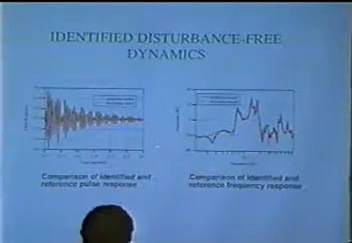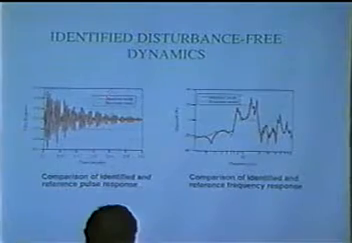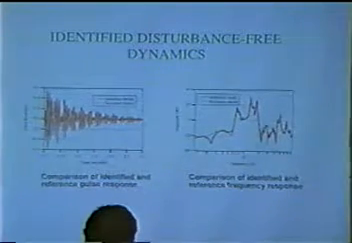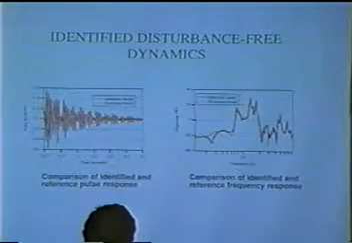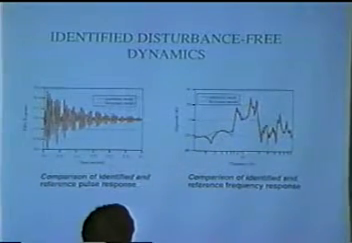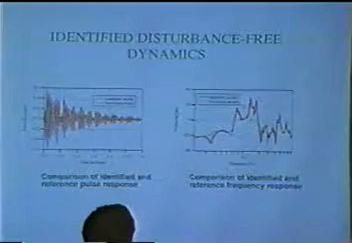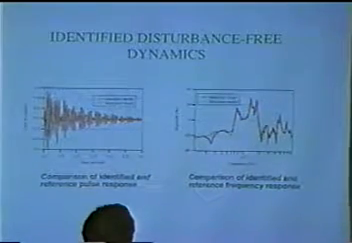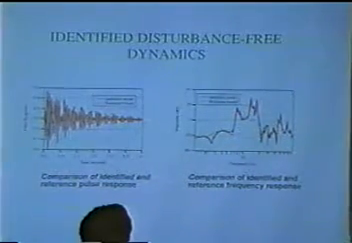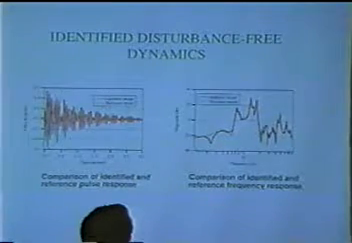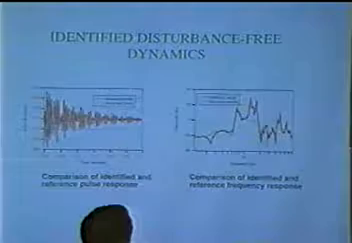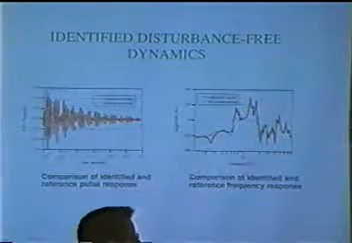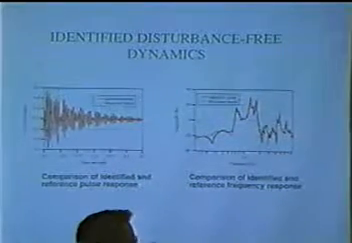That's the system disturbance-free response. That's the Markov parameters plotted in time. That's the Markov parameter sequence, which is the system unit pulse response. And on this side is the comparison between the model identified from disturbance corrupted data versus the model identified from disturbance-free data.